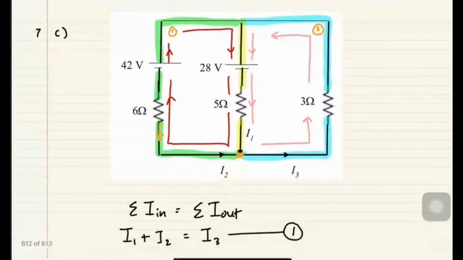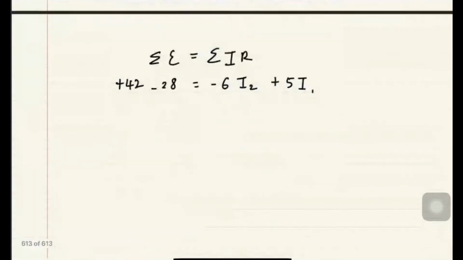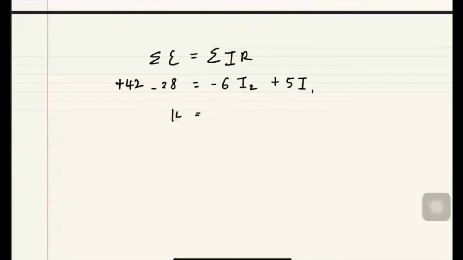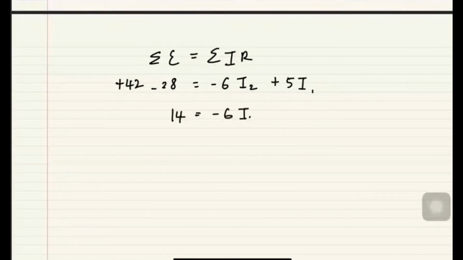Yang lalu tu dengan resistor dia tu nilai dia berapa. Okay, kalau boleh ringkaskan, kamu ringkaskan. In this case 42 tolak 28 tu boleh ringkaskan kan, kamu akan dapat 14. 42 minus 28, yeah, should get 14. So 14 equals to negative 6 I2 plus 5 I1. So this is the second equation.